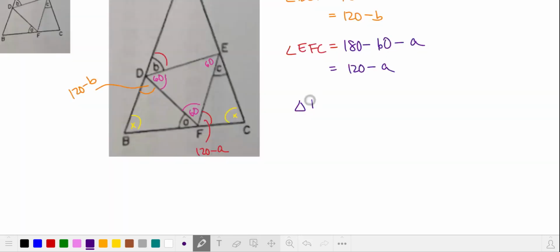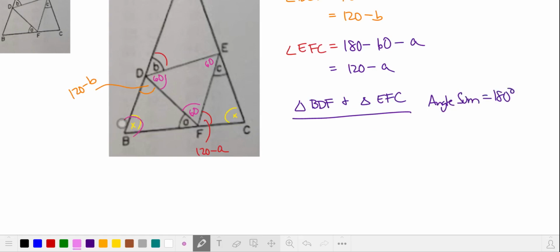If we compare triangles BDF and EFC, both of them have an angle sum of 180 degrees. If we subtract x from both of them, then the sum of the other two angles will be equal. So from triangle BDF, we have 120 minus b plus a, and for EFC, we have 120 minus a plus c. Let's see if we can get an equation that looks like one of the answer choices.